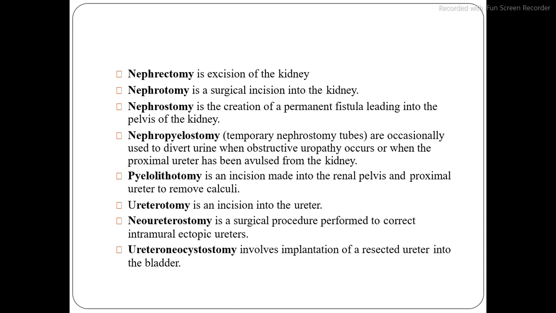Pyelolithotomy is an incision made into the renal pelvis and proximal ureter to remove calculi. Ureterotomy is an incision into the ureter. Neoureterostomy is a surgical procedure performed to correct intramural ectopic ureters. Ureterostomy involves implantation of a resected ureter into the bladder.